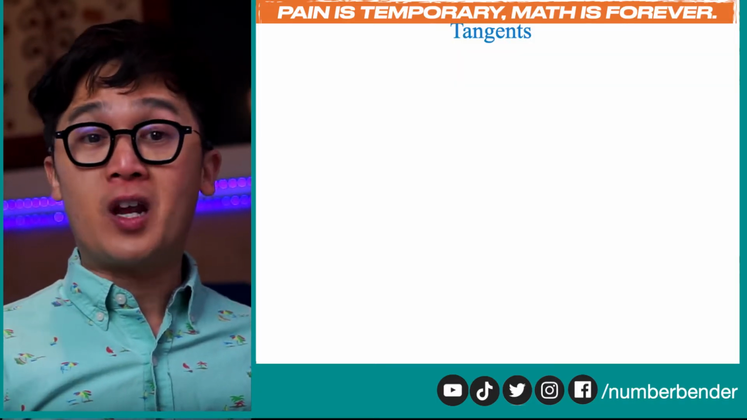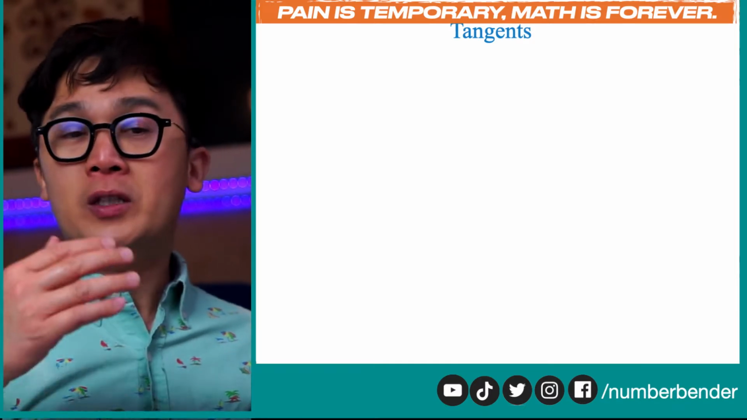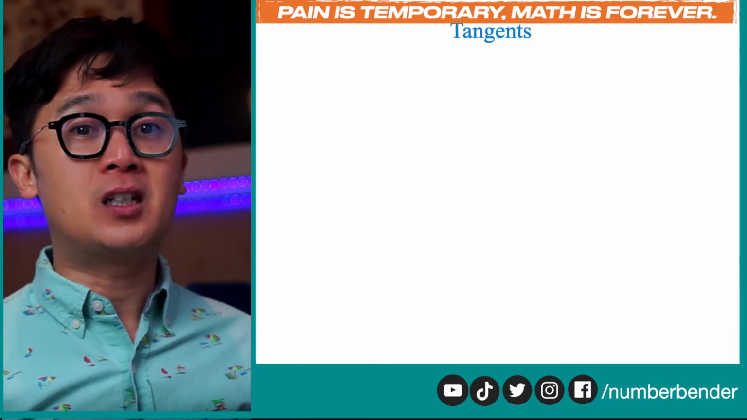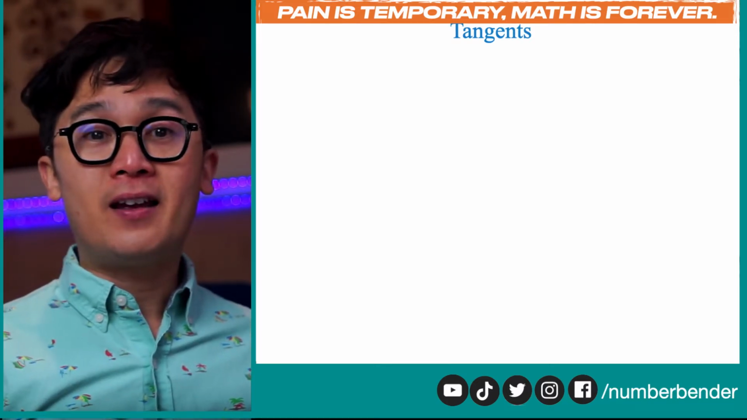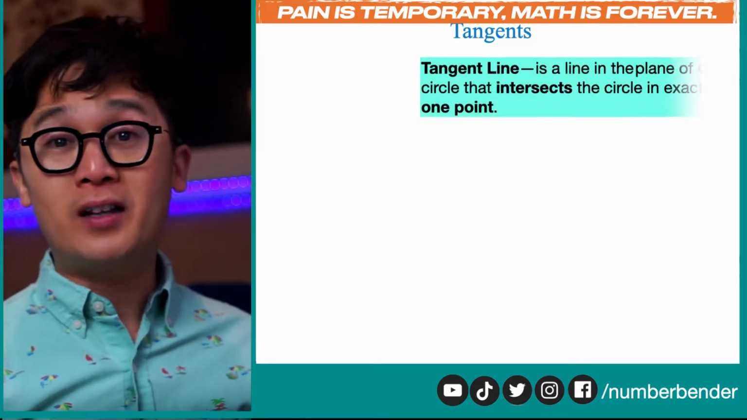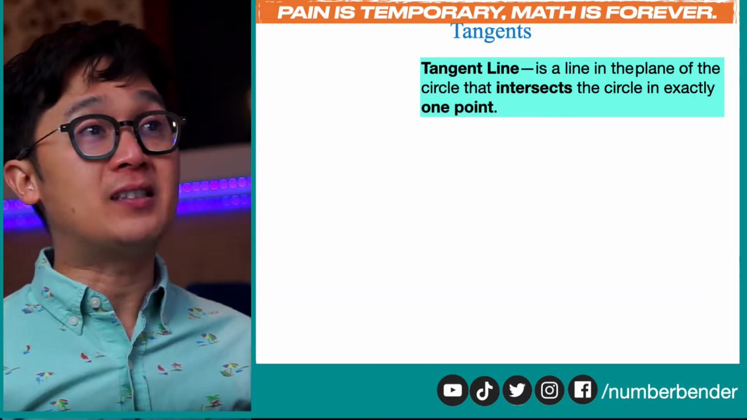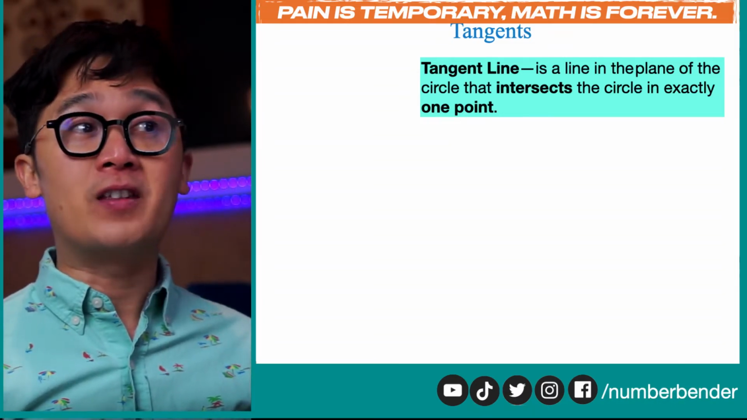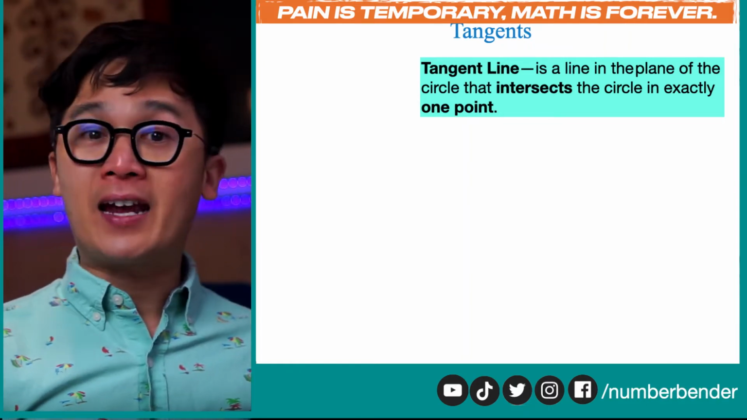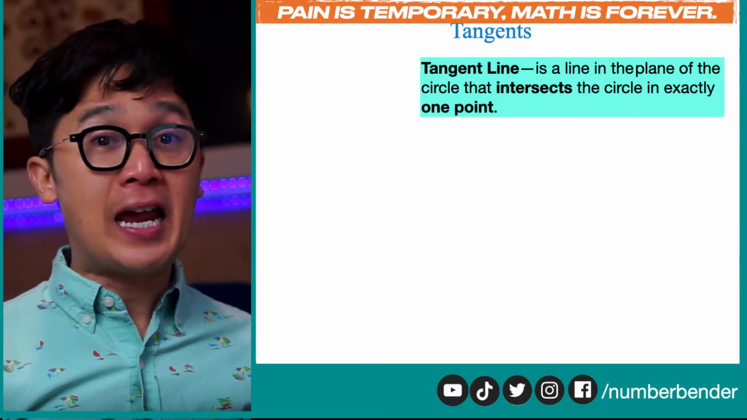And we are familiar with the word tangent from our lesson on trigonometry, which we can also use in geometry as a descriptor of a line that is in relation to our circle. So what are tangent lines? By definition, a tangent line is a line in the plane of the circle that intersects the circle in exactly one point. And how are we going to better understand this?